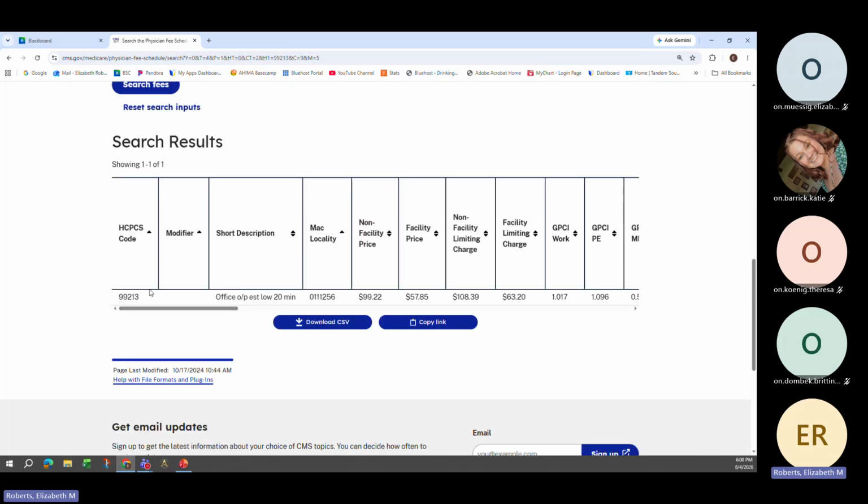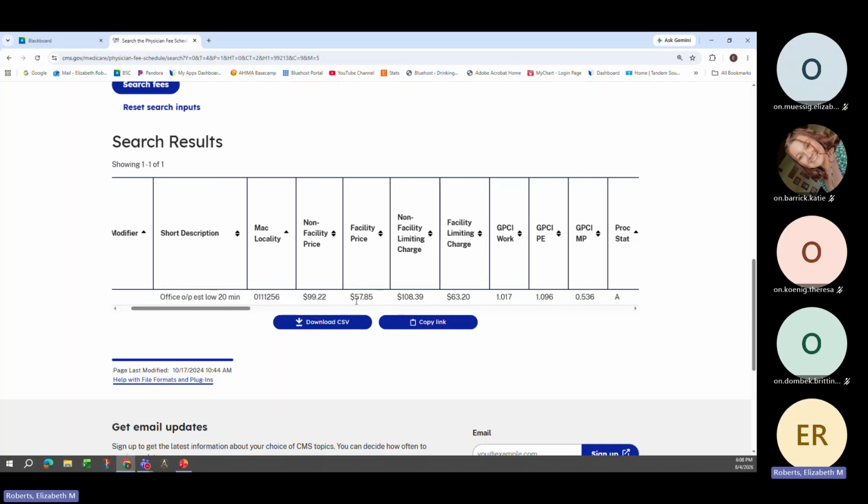I'm going to scroll down here. It gives us our code 99213. This is the code for our locality. A non-facility price, that's going to be an office visit. Facility price would be like if the procedure was performed at an outpatient hospital or in the inpatient setting, something like that, right? And we're billing that facility price.